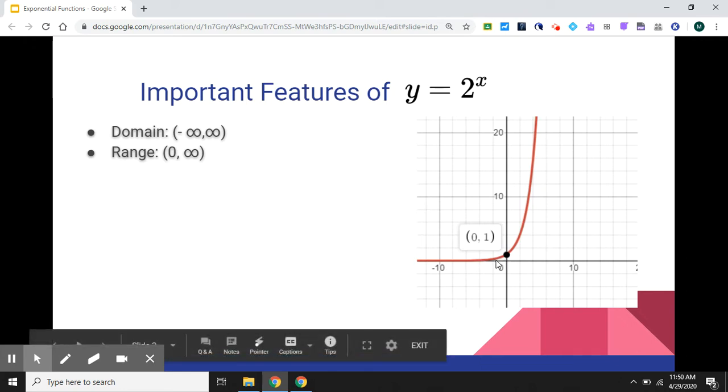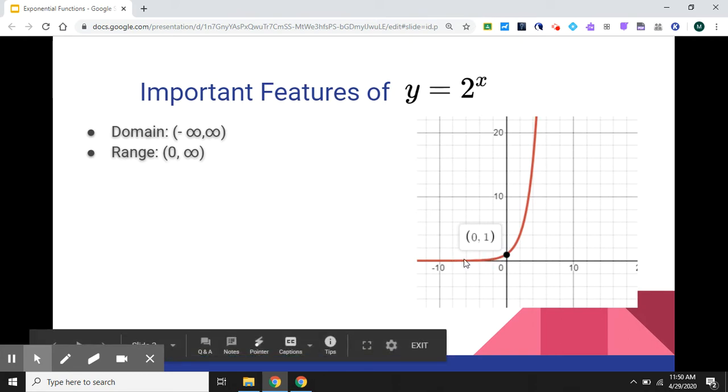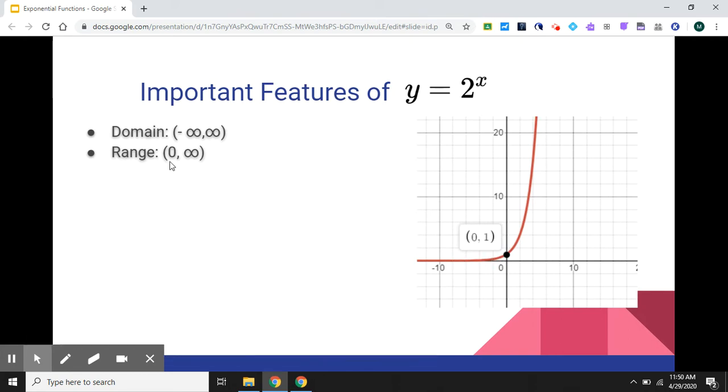In this case, our lowest y value gets really, really close to 0. In this picture, it does look like it's touching 0, but it's not, and we'll talk about that in a minute. So our lowest y value, we're going to say is 0, but we're using a parenthesis because it never ever touches 0. It just gets super, super close to 0. And then it keeps going up forever and ever, so to infinity. So our range in this function is from 0 to infinity.